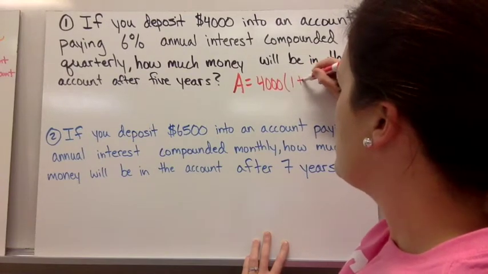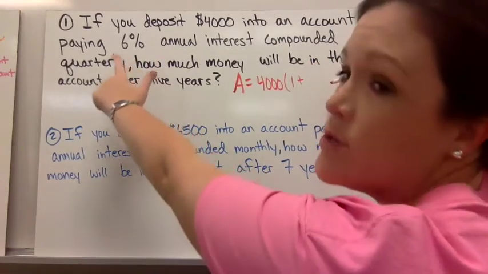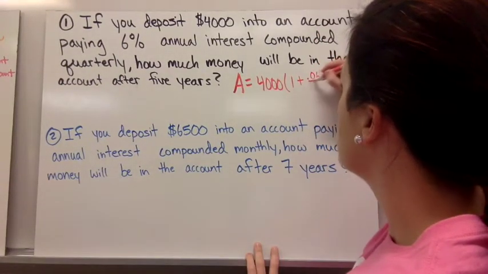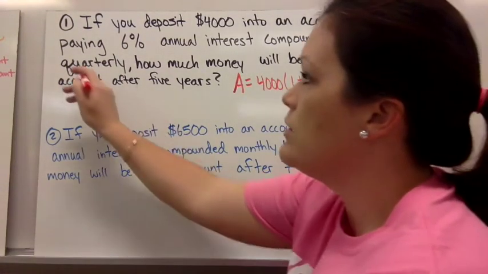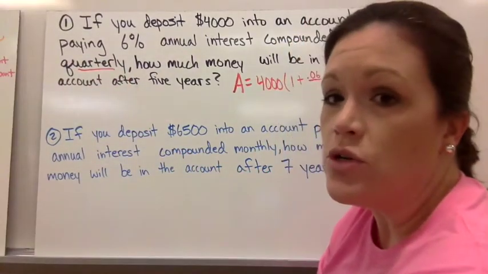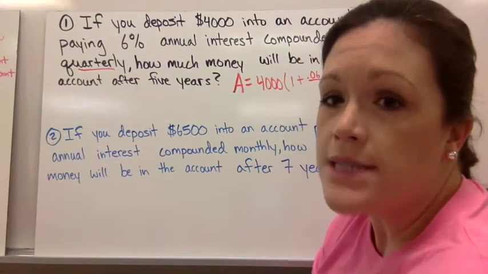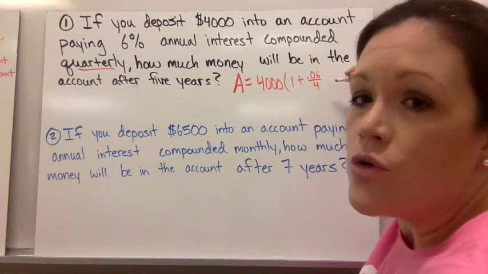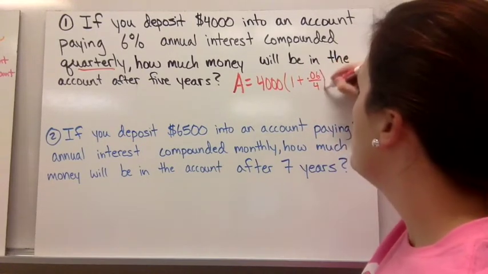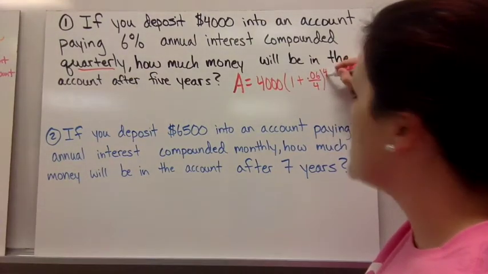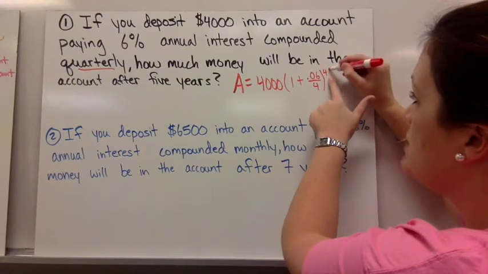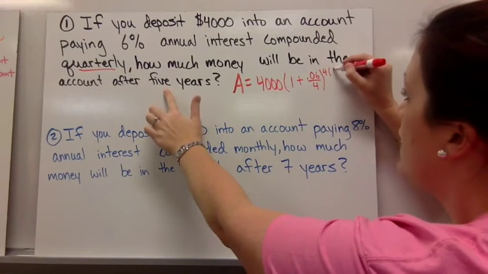We put in 1 plus the rate. Remember to turn it into a decimal, so 6% is 0.06 over, and then the key word here was quarterly. So we knew we needed this formula because they use the word quarterly. So we need to put a 4. Think about there, 4 quarters in a dollar, so quarterly means 4. 4 times a year this would compound. So I put a 4 here and here right beside the time, which was 5 years.